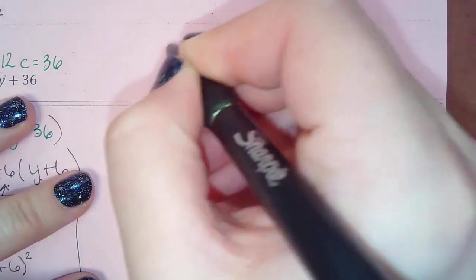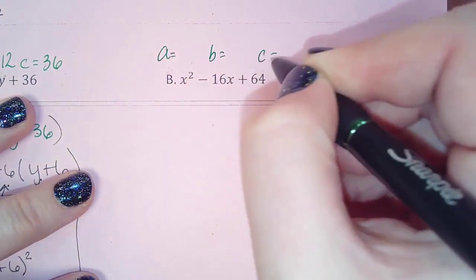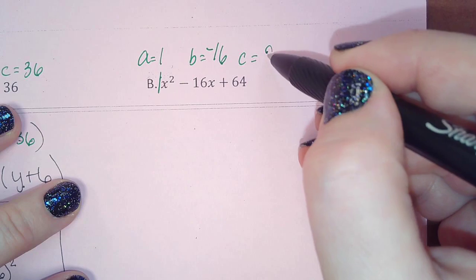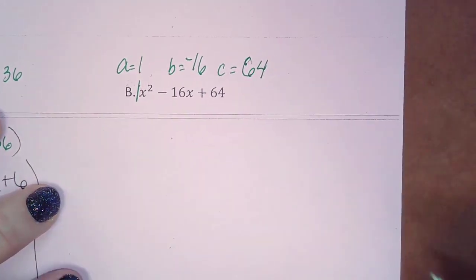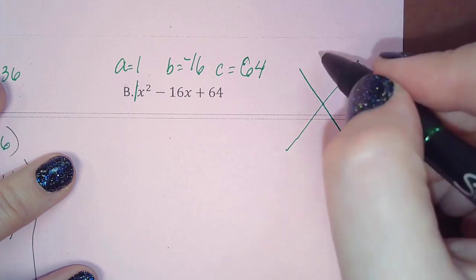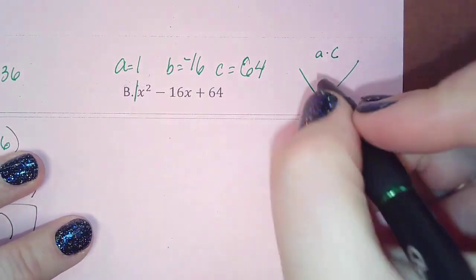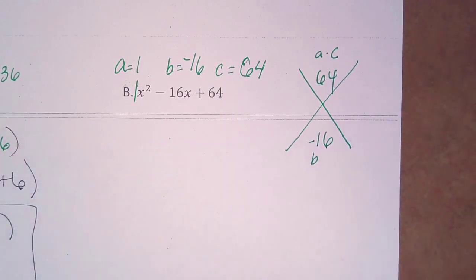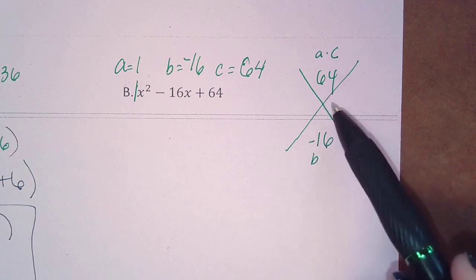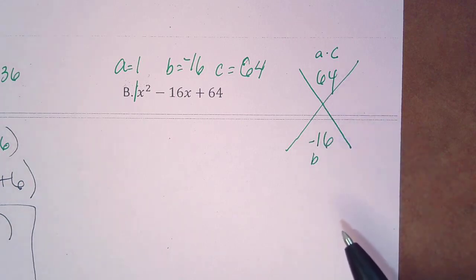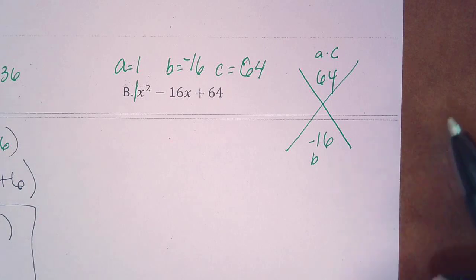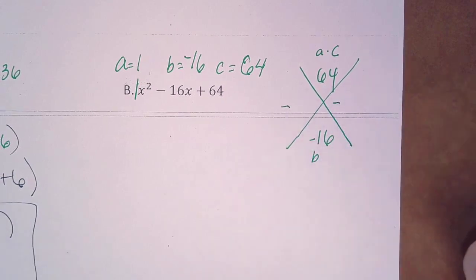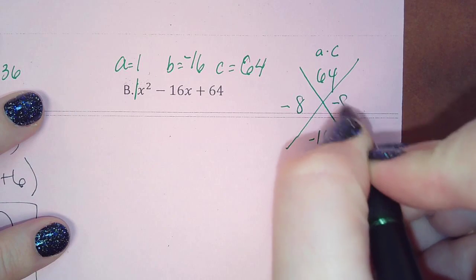So I'm going to label these A, B, C. A is 1, B is negative 16, C is 64. So creating my X at the top, A times C, so 1 times 64 is 64. At the bottom, B is negative 16. Two numbers that multiply to a positive are either both positive or both negative. Because we add to a negative, that means they're both negative. So I got negative 8 and negative 8.